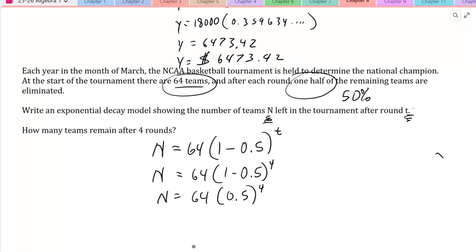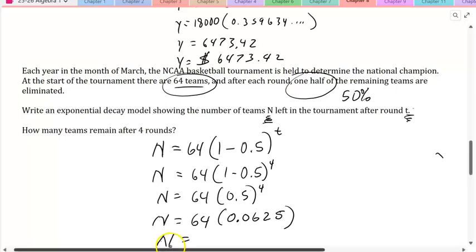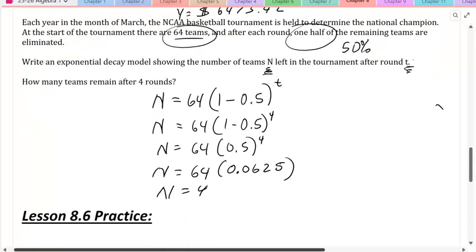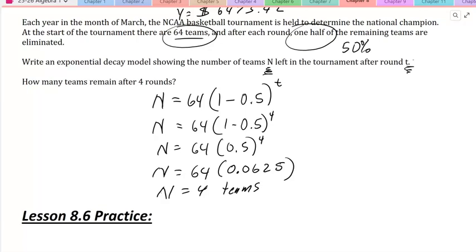is 0.0625. Nice short decimal at least. Multiply that times 64. And the calculator says 4. N is equal to 4. So after the 4th round, there are only 4 teams remaining. There you go, exponential decay and the NCAA.